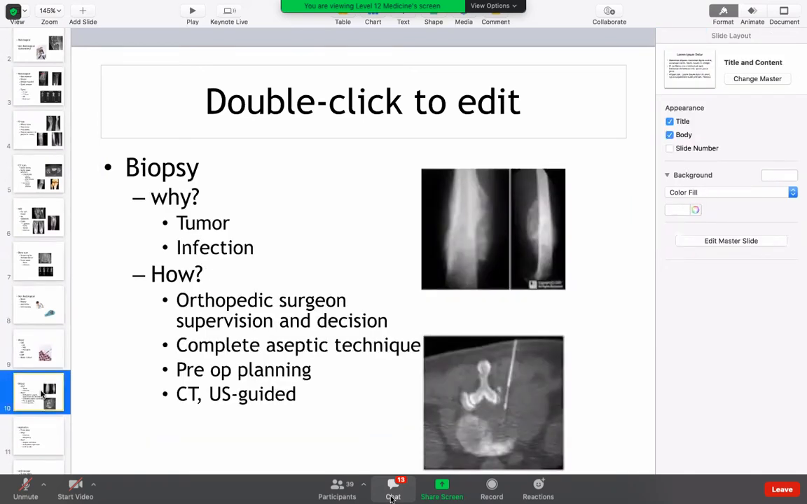Biopsy is usually used when there is tumor or infection. Usually it's done under the supervision of the orthopedic surgeon because there are special rules and ways to biopsy, especially if you are concerned about tumors. So it should be done under a complete aseptic technique. There should be pre-biopsy planning with imaging, and most of the time it can be done under CT or ultrasound guidance by the intervention radiologists.